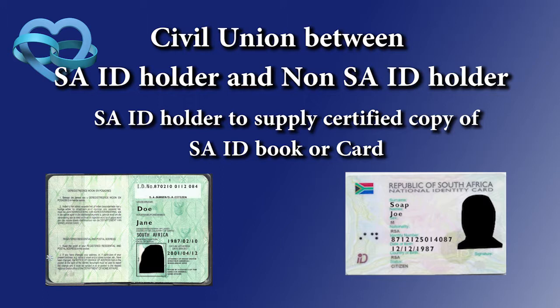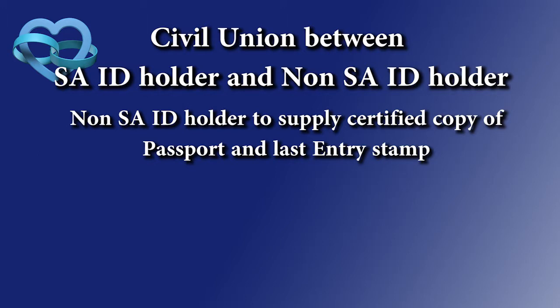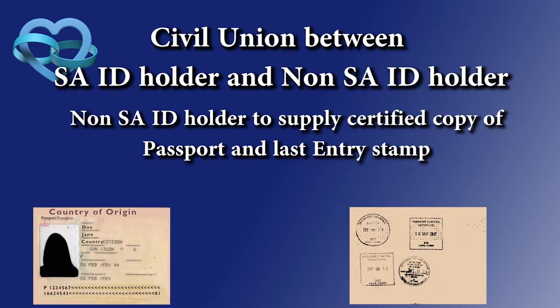Now, in the event that you are getting married to a non-South African, that is anybody that has not got a South African ID book or ID card, then you would need a copy of the passport of that particular person. Please keep in mind that the passport would be the page with the photograph of the person, as well as the information about the person, and also the entry stamp, the last entry stamp into the country. So whenever they pass through the airport or whichever way they came into the country, that stamp that was made in the passport, I need a copy of that page. Both need to be certified, please.